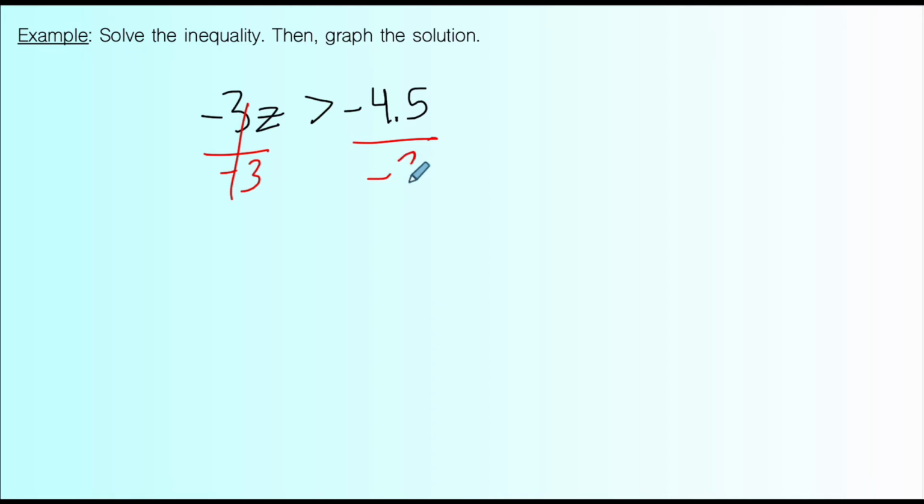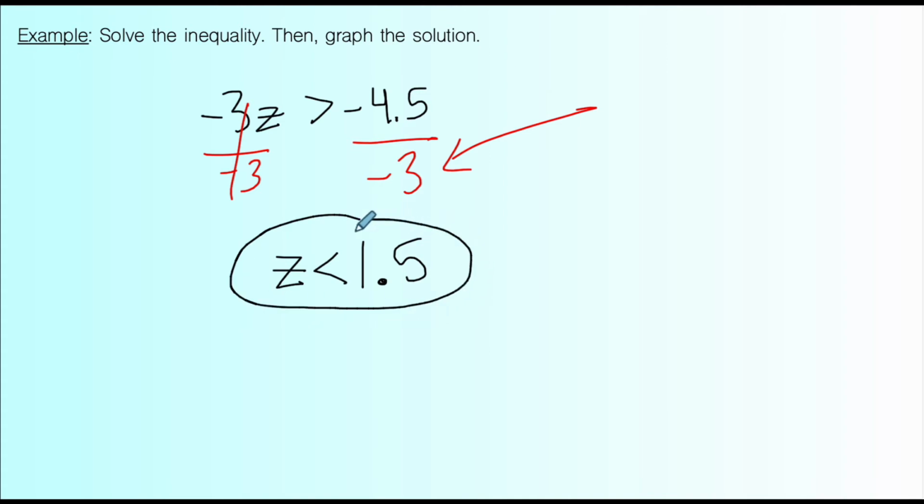And I'm going to divide by negative 3 on both sides. Since I am dividing by a negative number, since the inverse operation is an operation that involves a negative, I know that to make my final inequality true, I have to flip the sign. So what's left over here is z on the left-hand side, and on the right-hand side, I have positive 1.5.